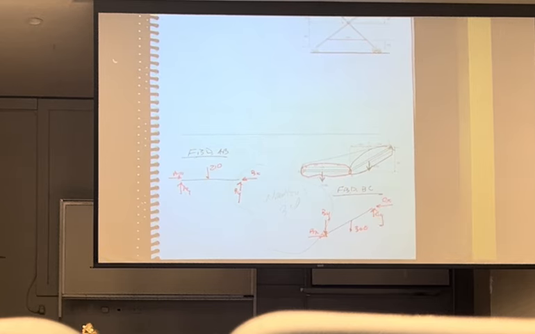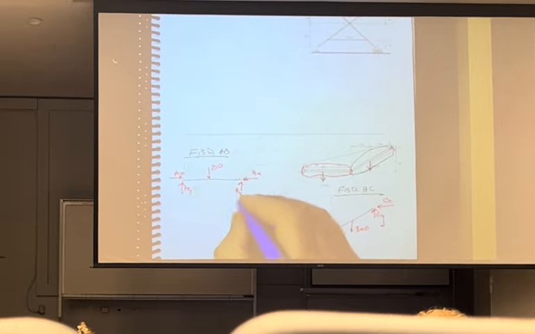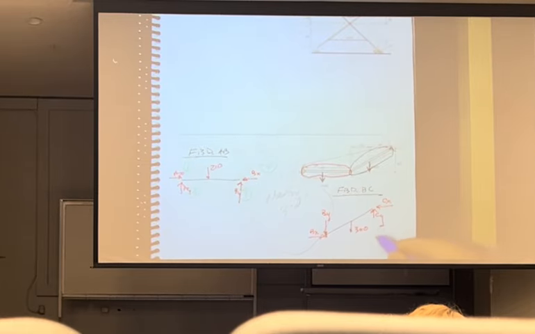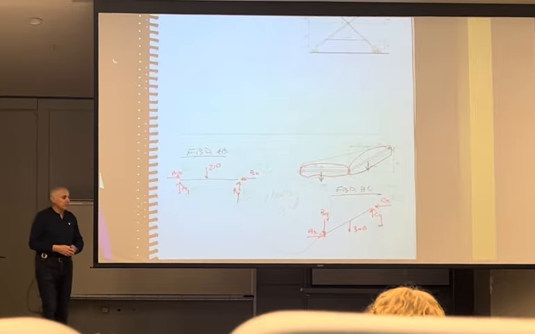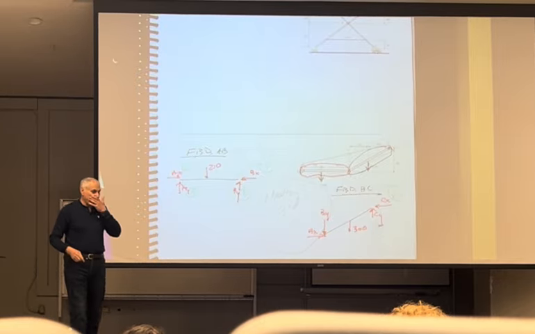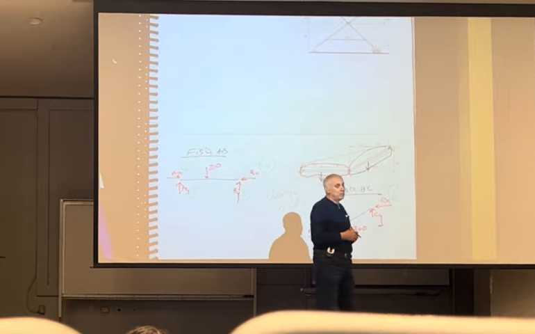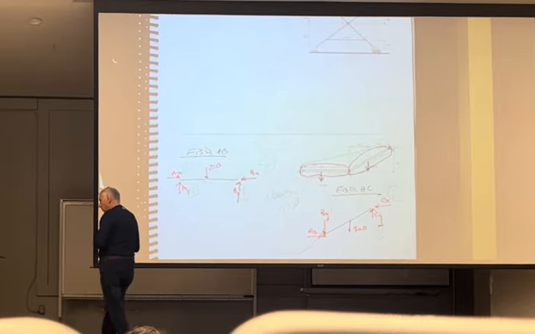Again, do I have number of equations equal to number of unknowns? Well, there's 1, 2, 3, 4, counted already, 5, 6. Yup, 6 equations, because I have 3 per free body diagram, and I have 6 unknowns. It is solvable. Questions on that?